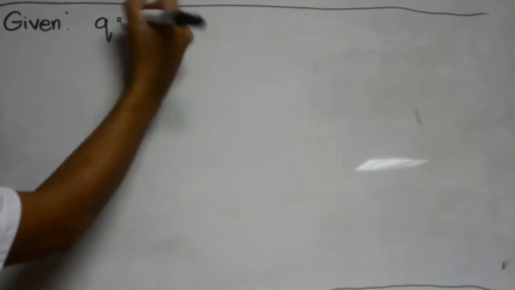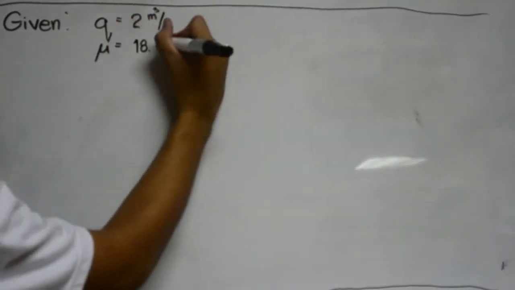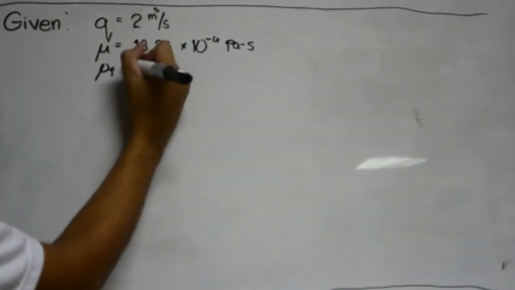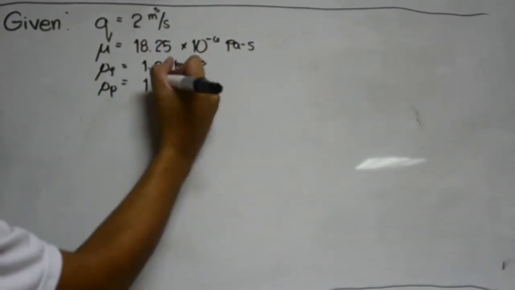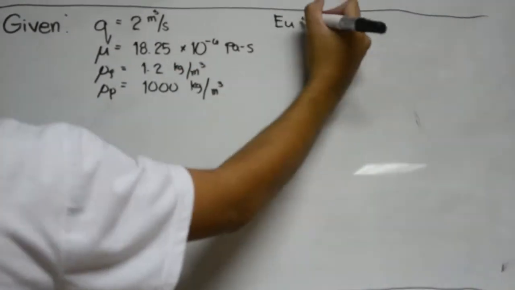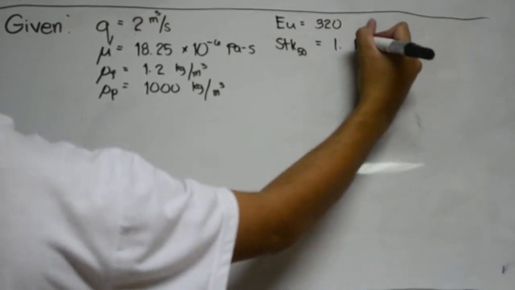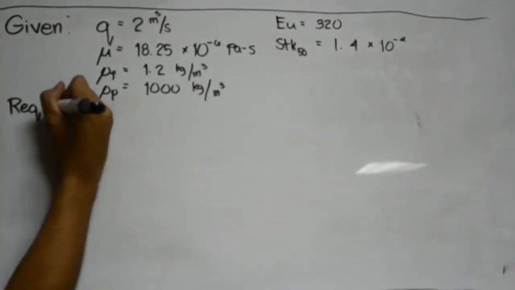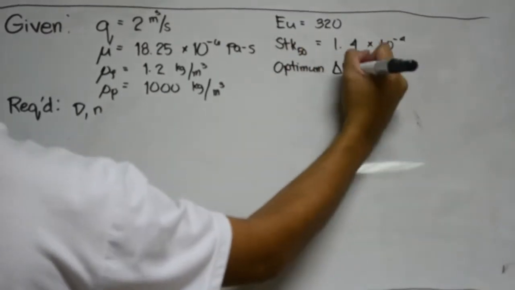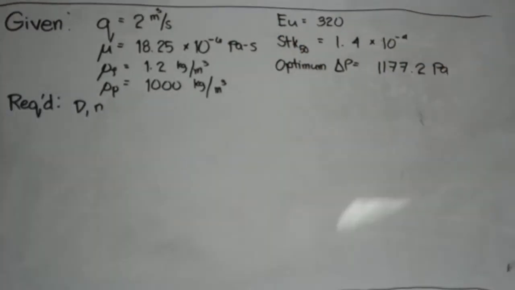The first thing to do is to write all the given values provided by the problem. The gas flow rate is equal to 2 cubic meters per second. The viscosity of the gas being 18.25 times 10 to the negative 6 Pascal second. The density of the fluid 1.2 kilograms per cubic meter. The density of the particle being 1000 kilograms per cubic meter. The Euler's number is equal to 320. Stokes number is equal to 1.4 times 10 to the negative 4, and the optimum delta P is equal to 1177.2 pascals. The required values are the diameter of the cyclone and the number of cyclones.